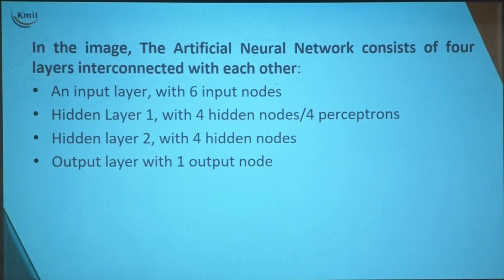An input layer with 6 input nodes. First hidden layer with 4 nodes or perceptrons. Second hidden layer with 4 nodes. And then finally one output layer with 1 node. This is how we define the network.